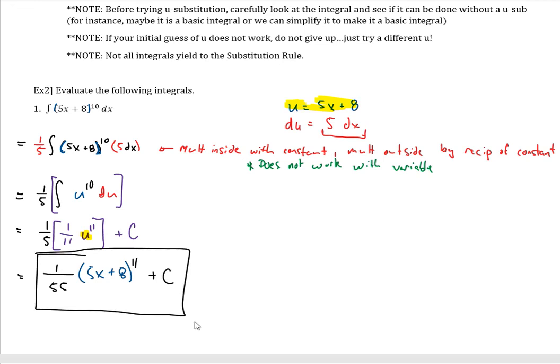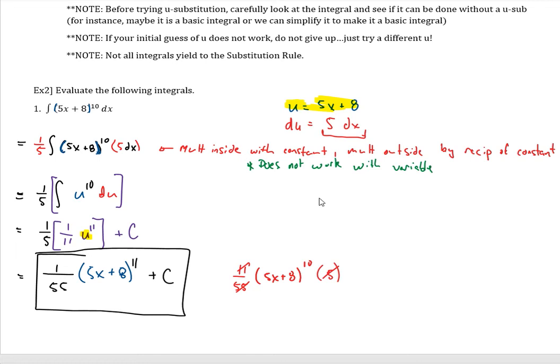Okay, and then just like always, as soon as you get your antiderivative, check it. Let's check it real quick in the red. Well, 11 would multiply the front, so we'd have 11 over 55. And then we'd minus 1 from the power, so 5x plus 8 would be to the 10th. But then we'd multiply by the derivative of the inside, which would be 5. And then, well, 5 times 11 over 55 cancels. So all of these are canceled. That becomes 1. And it looks like we're left with the same thing.